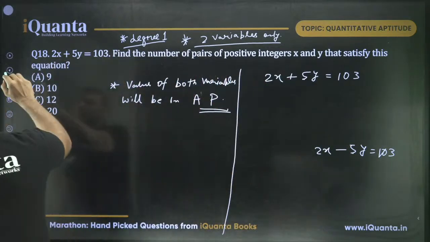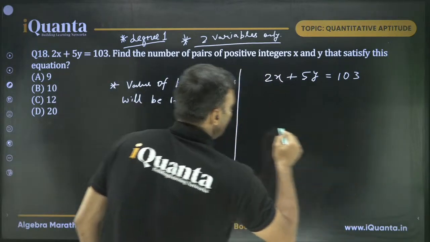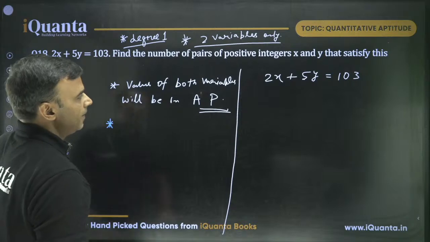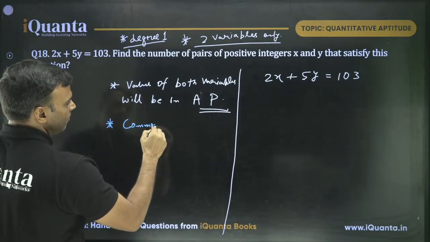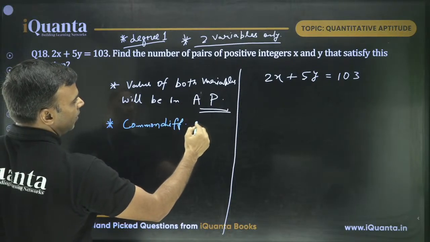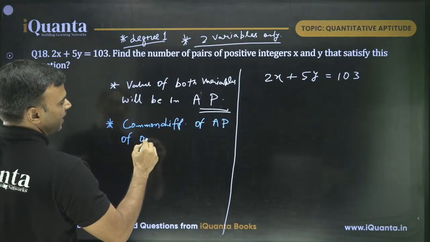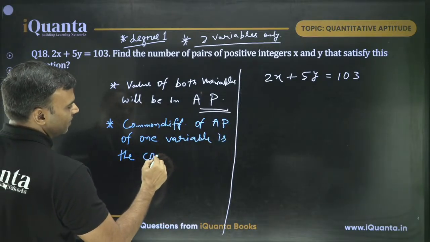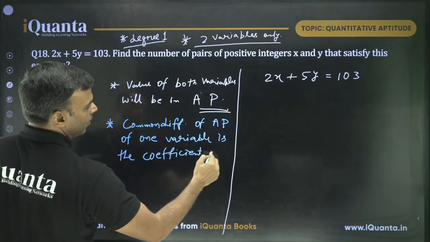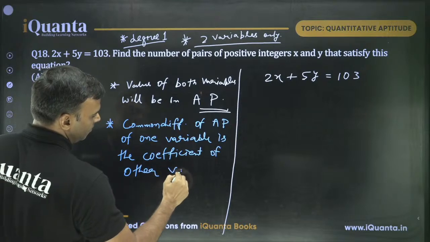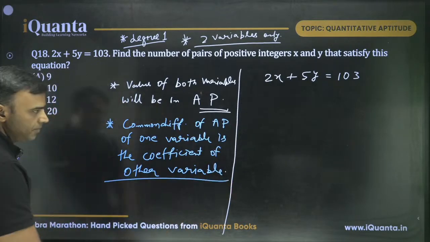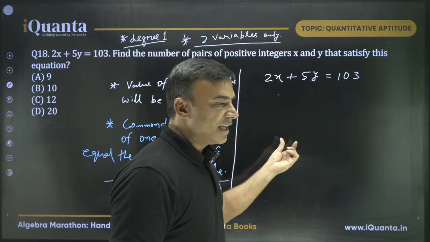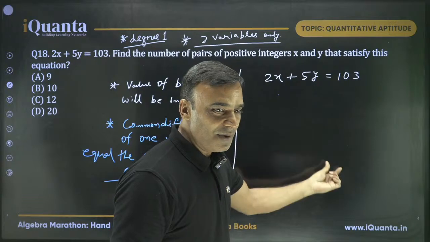ठीक, will stick to this question as of now. I am going to remove this. अब आता है the second and the more beautiful part, and that is the common difference of AP of one variable is the coefficient of other variable. So the values of x will be in AP and their common difference will be 5. Values of y will be in AP and their common difference will be 2.